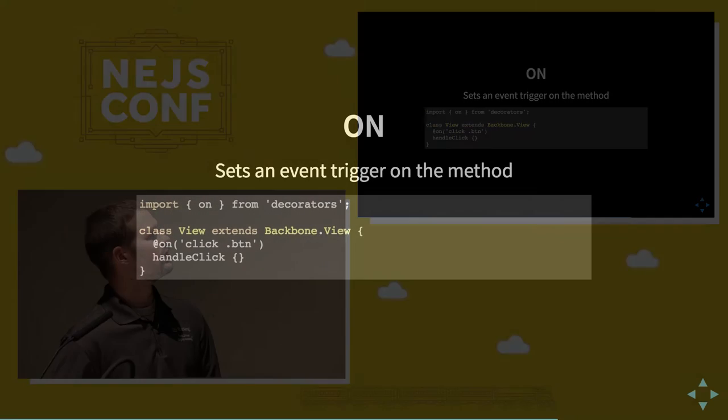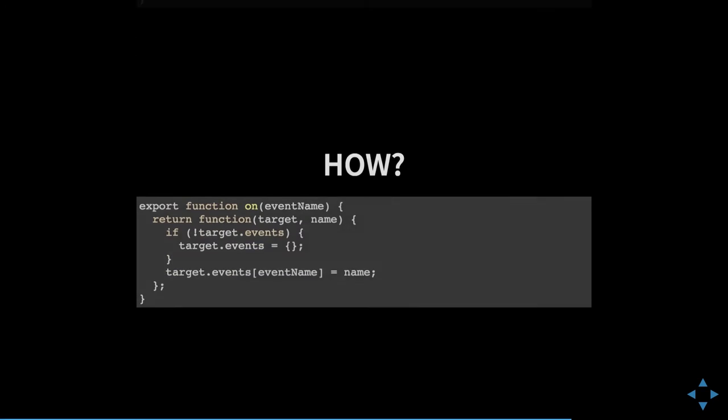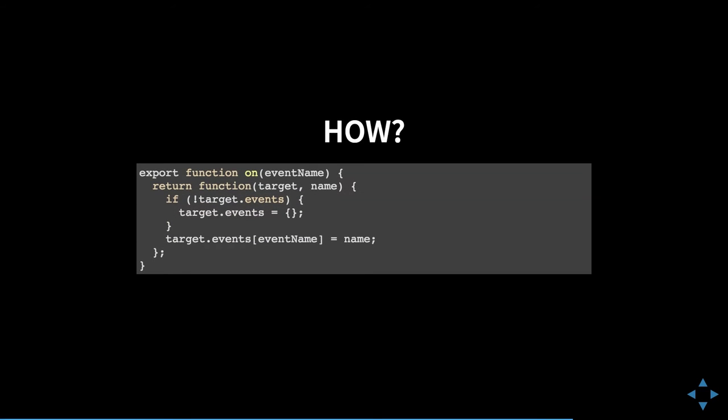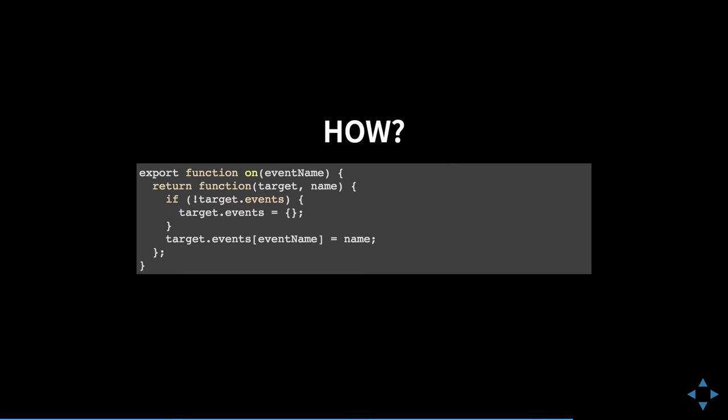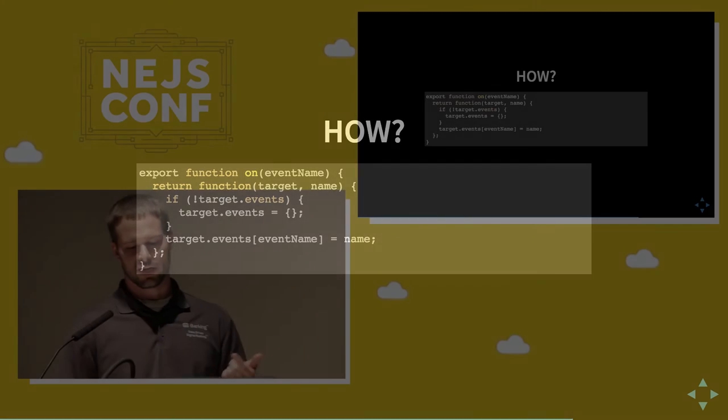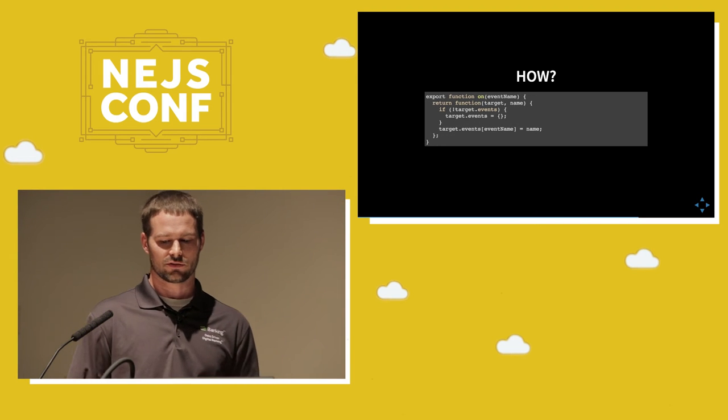The other really cool one was the on decorator. The way this works behind the scenes is it takes advantage of the same Backbone code, but it allows me to describe my events a lot better. You pass in the event name, which in Backbone is just the event and the selector that you want to listen for that event on. Then we check to see if the target, which is the class prototype in this case, has the events object ready. If it doesn't, it creates it and sets up the events hash just like it would if I was defining it at the top, like I did in ES5.